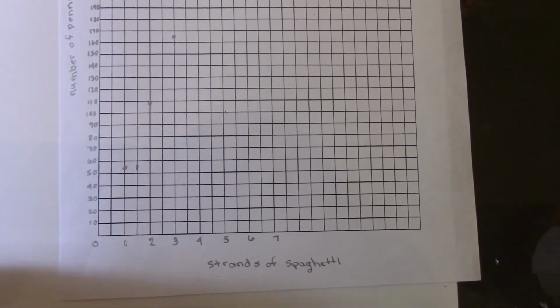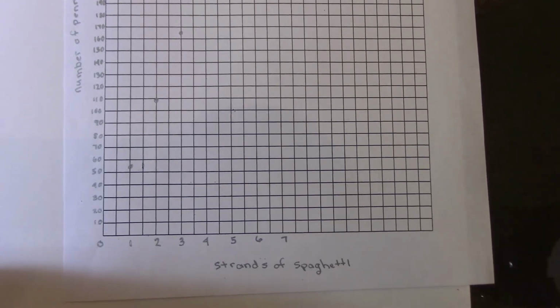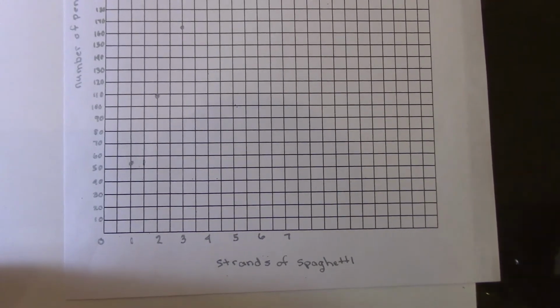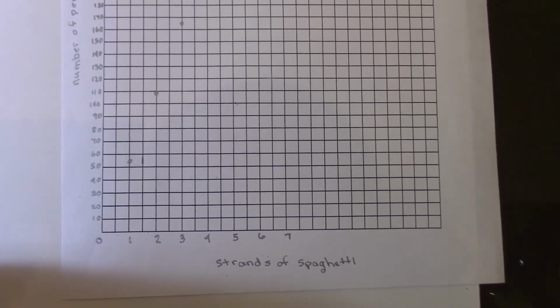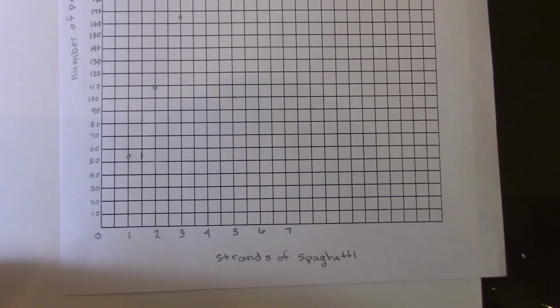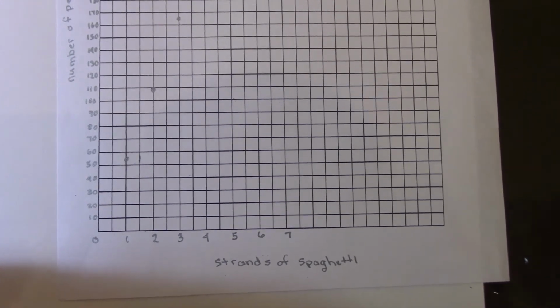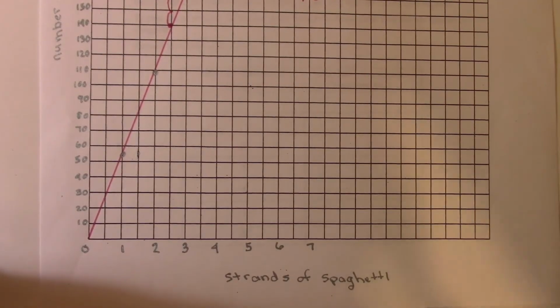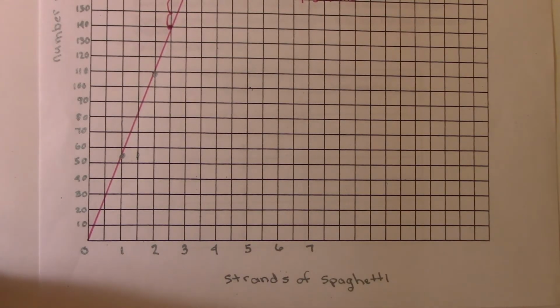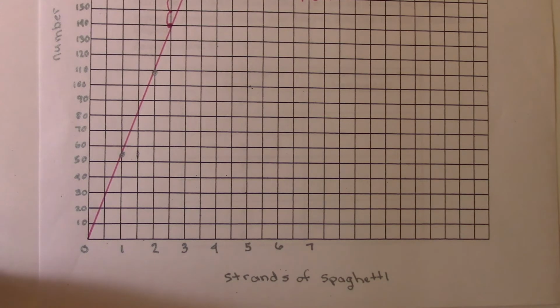Next, I'm going to use a ruler to draw in my trend line, and I realize that it should go through the point 0, 0, because when we have no strands of spaghetti, we'll have no pennies. So that'll give me a proportional relationship. So here's my trend line, and it's very close to my data points. And I drew it in so it goes through the point 0, 0.